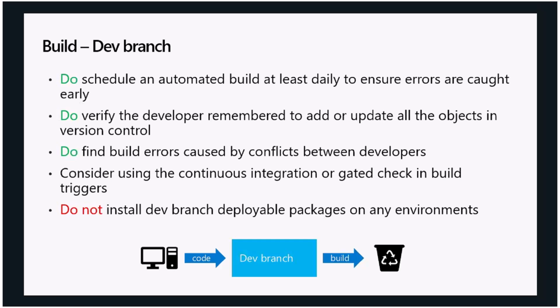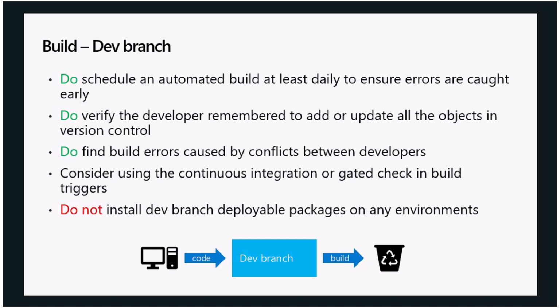The more advanced options are continuous integration or gated check-in that we talked about. Do verify the developer. Remember to add or update all the objects in version control. We talked about that. Do find build errors caused by conflicts between developers, and consider using continuous integration or gated check-in triggers. The more developers you have, the more those might make sense.